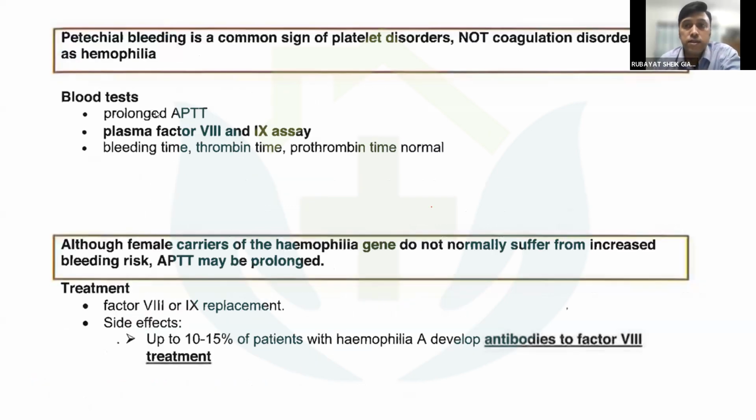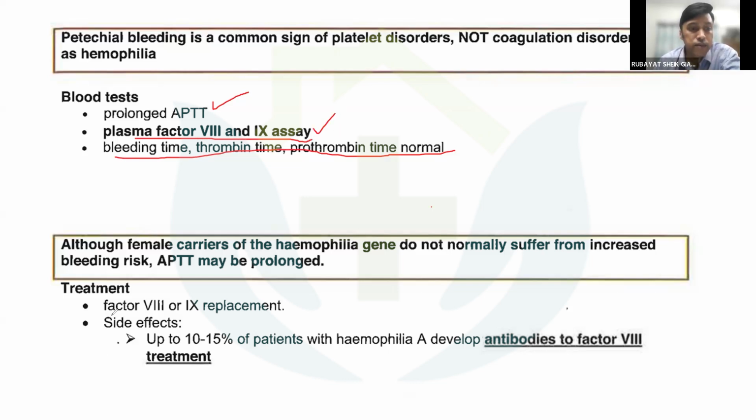So what are the lab results that we will get in hemophilia? I already went through them. I'll just summarize for you. You will get a prolonged APTT, a grossly prolonged APTT. The bleeding time and prothrombin times will be normal. And after that, if you do a factor assay, factor 8 or 9 levels will be low, which will point to the diagnosis.